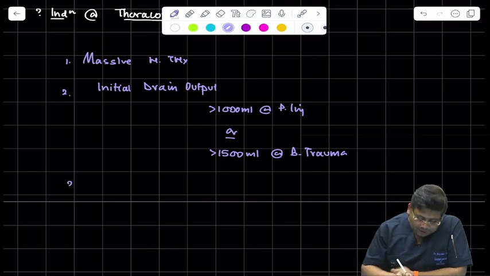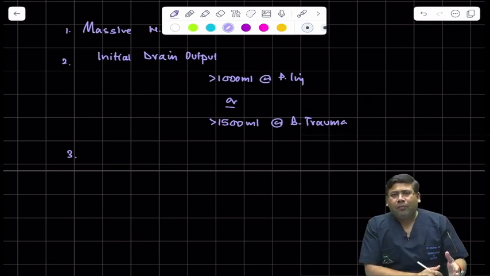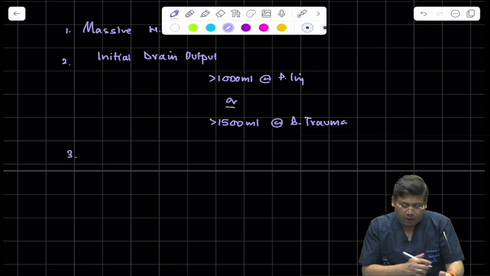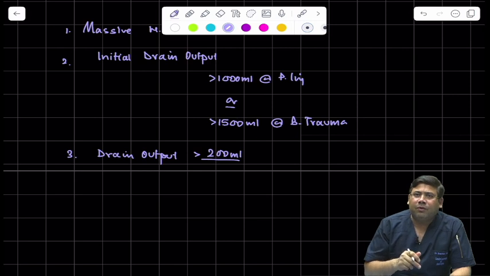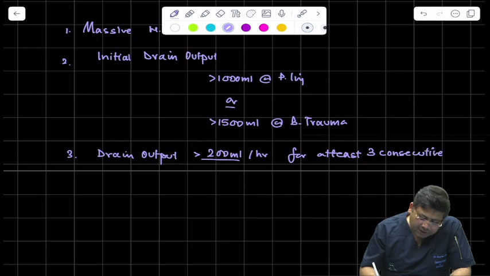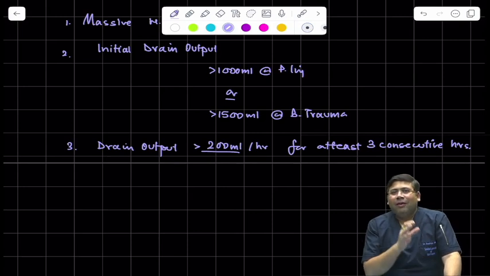You have to do thoracotomy. The third is, suppose you did an intercostal drain insertion and the volume which came out was 300. What to do? Again monitor for the next 1 hour, and again the subsequent 1 hour. So drain output is very important. Drain output more than 200 ml per hour for at least 3 consecutive hours. This is significant and it means something vital is bleeding, and this is an indication for thoracotomy. Last year's question was based on this point.